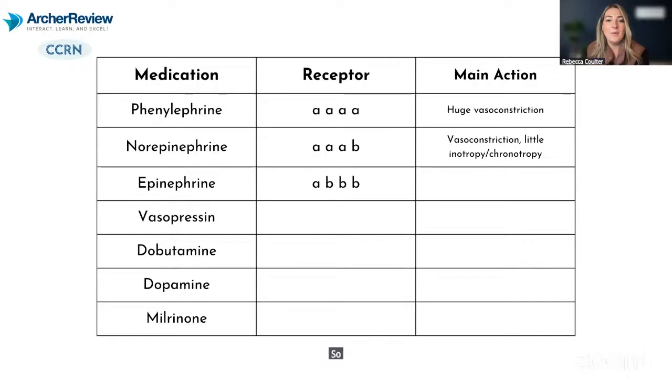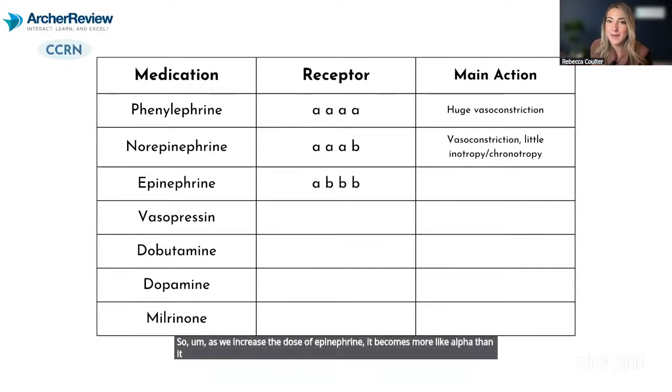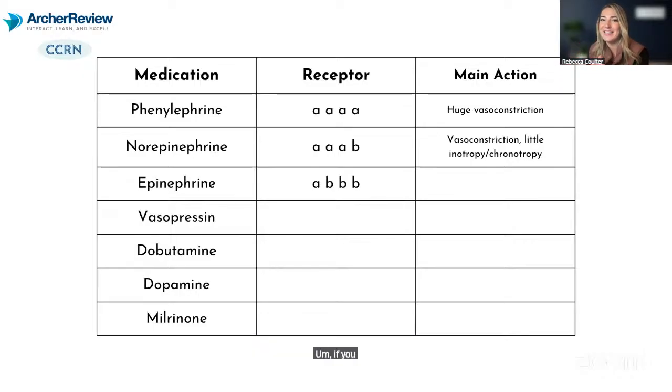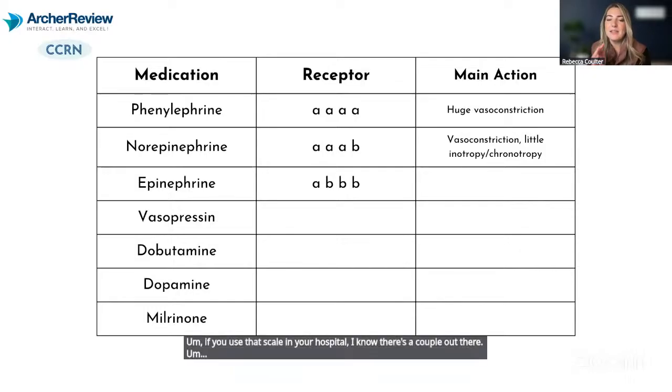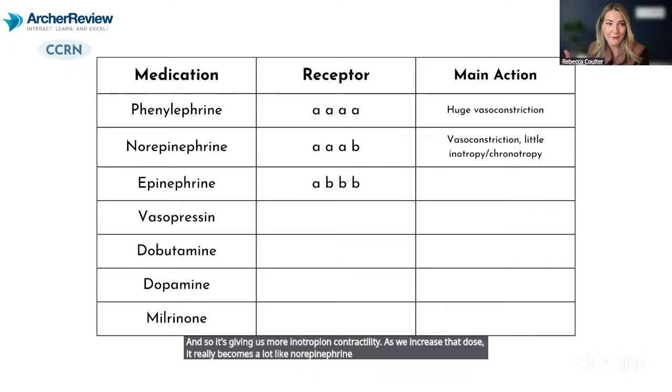So, as we increase the dose of epinephrine, it becomes more like alpha than it does beta. At lower doses, under about 0.2 mics per kg per minute, if you use that scale in your hospital, I know there's a couple out there, we see this being mostly beta. And so it's giving us more inotropy and contractility. As we increase that dose, it really becomes a lot like norepinephrine and is a little bit more alpha.